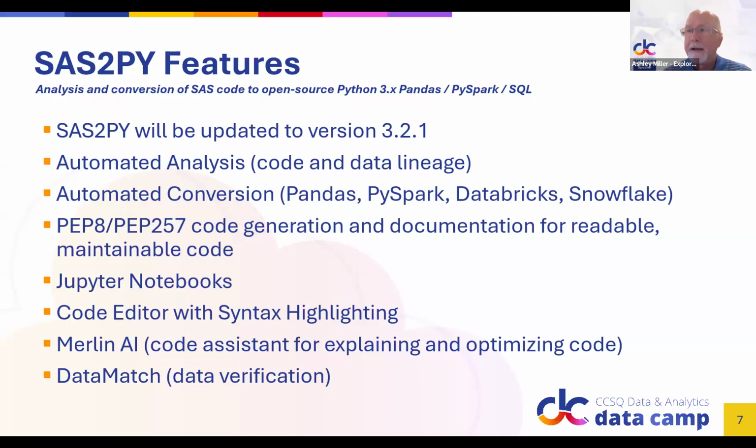One of the newer items is MerlinAI. This is a coding assistant that's built in. It has a large language model behind it. We'll talk a little bit more about that. And then the DataMatch for data verification. So you want to make sure that the data that your new code is producing is the same as what the SAS code was producing as well. Next slide.